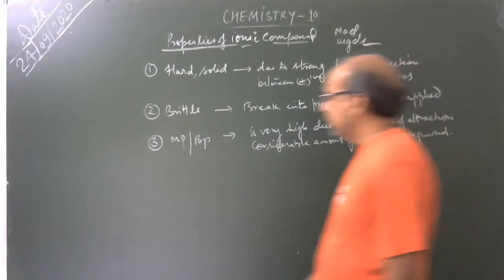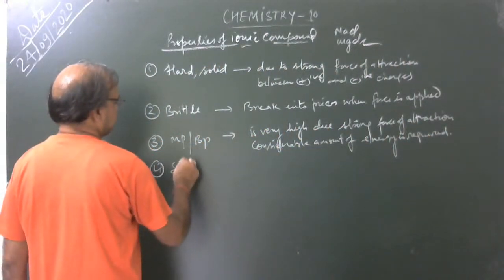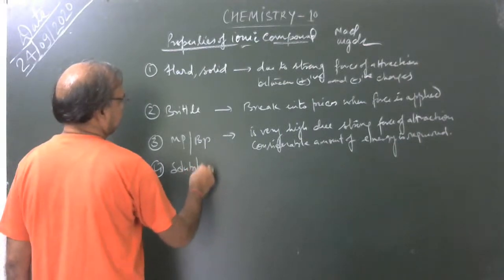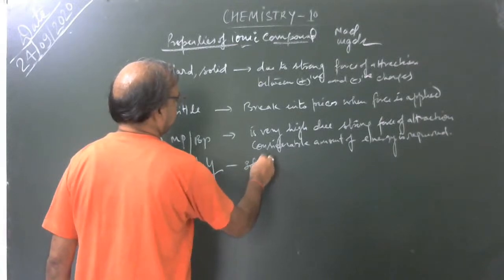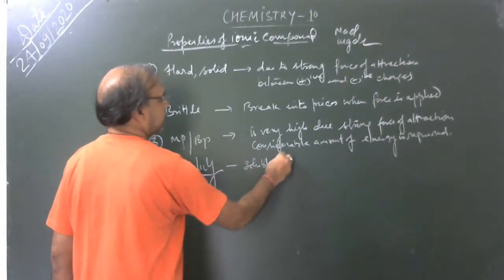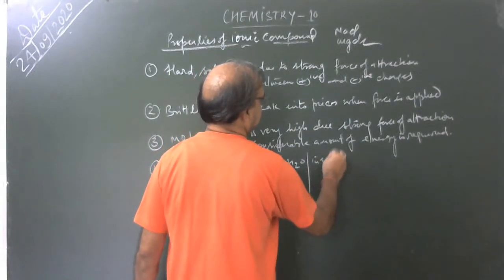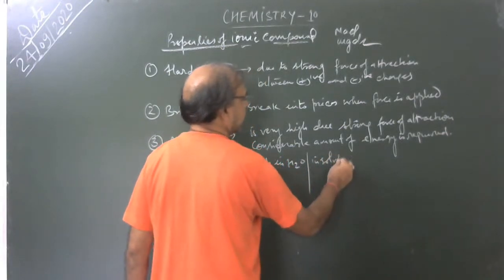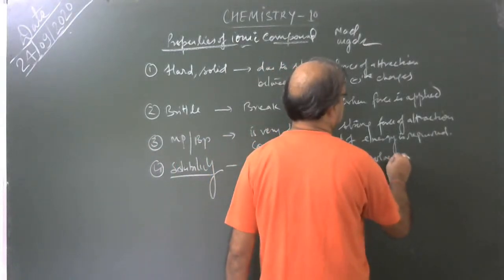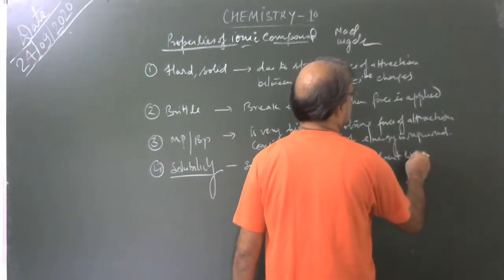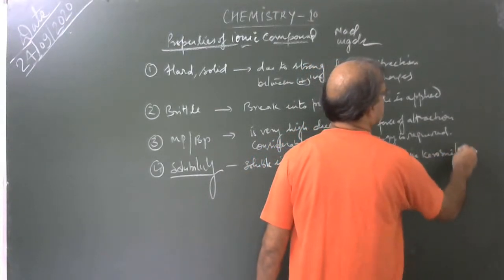The fourth property is solubility. These ionic compounds are soluble in water and insoluble in solvents like kerosene and petrol.